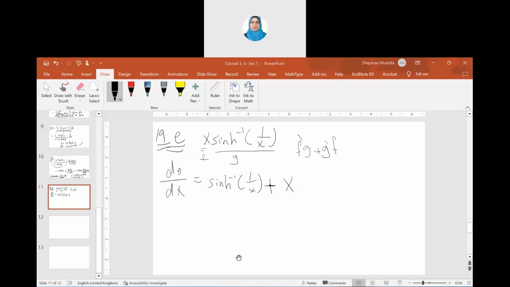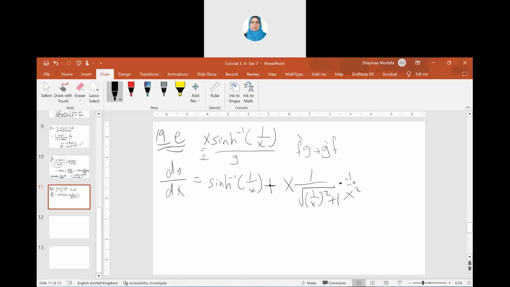The derivative for sine inverse is 1 over square root of u square plus 1, so here it is 1 over x square plus 1. This is the derivative of sine inverse. Now I will multiply by the derivative of 1 over x, which is minus 1 over x squared.